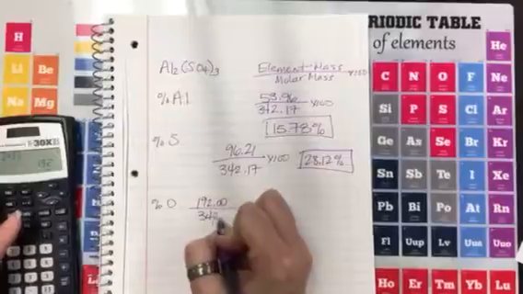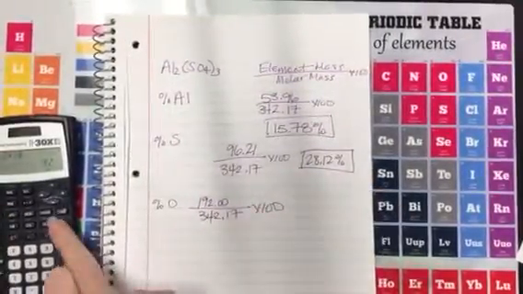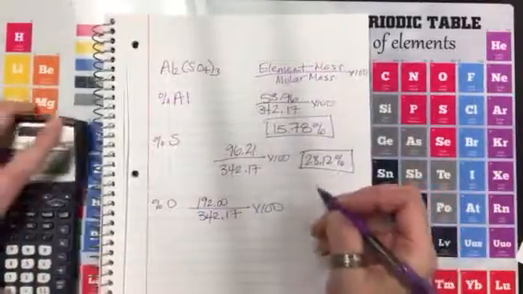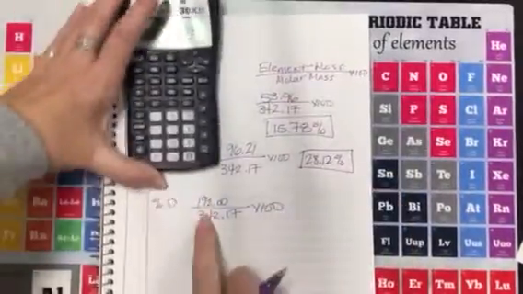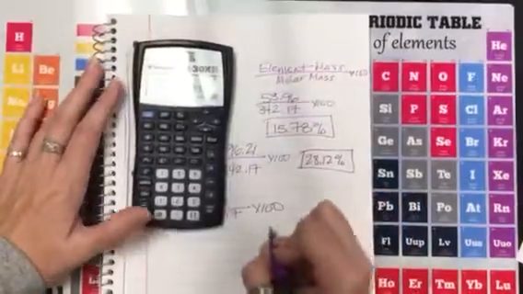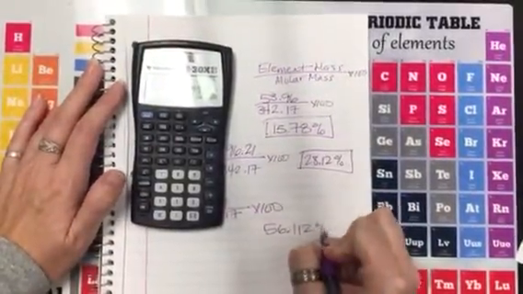Divided by 342.17 times 100. With 5 sig figs, my answer is going to have 5 sig figs. 56.112%.